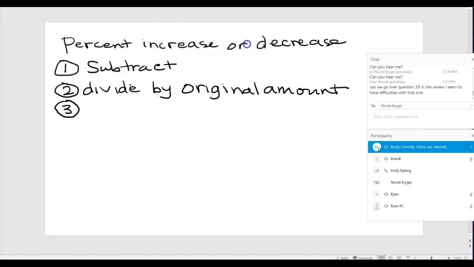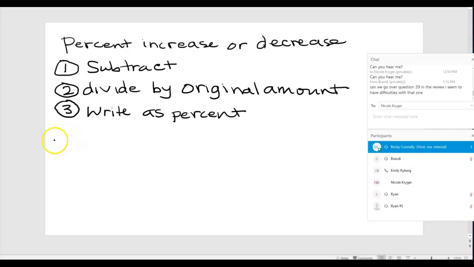Is this the one where it's like the ending amount minus the starting amount divided by the starting amount? Yeah, exactly. Okay, so that's the percent increase or decrease. And then just make sure that you're always writing your answer as a percent, because that's the part where people forget to put that little percent sign there and then they miss it.